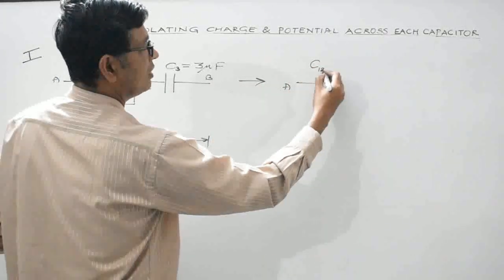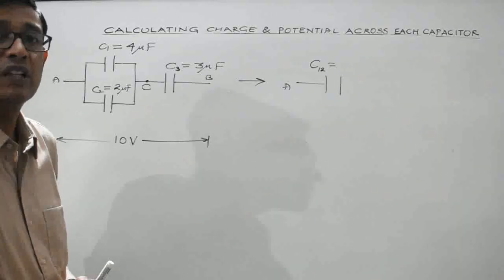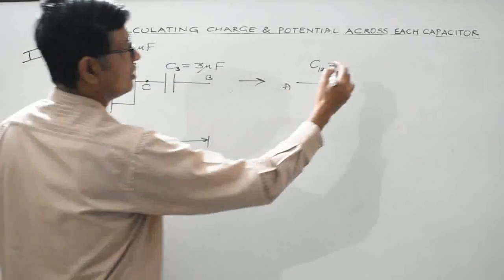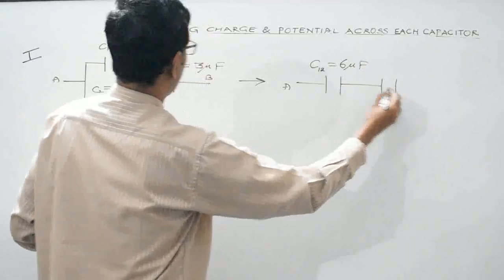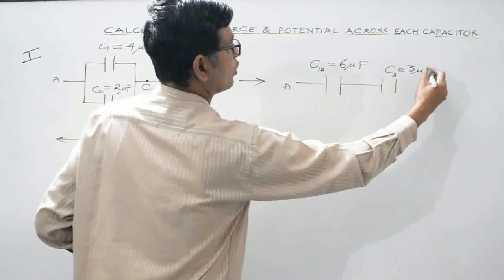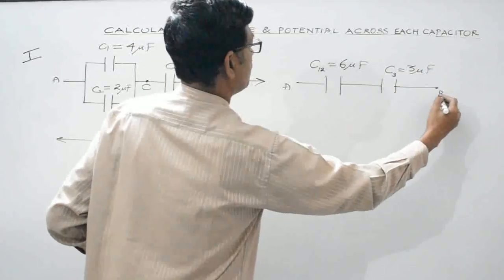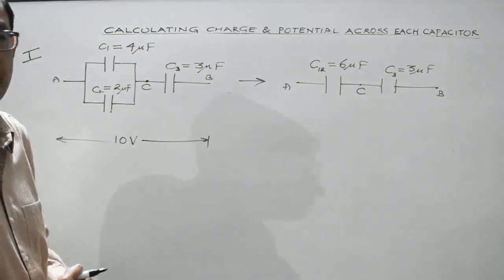Let it be represented by C1. In the parallel combination, what is the result? It is given by C1 plus C2. So it will give us 6 microfarad. And this one is left, it is C3. It is 3 microfarad. This is point B and this is point C. Right? Proceed in this way.